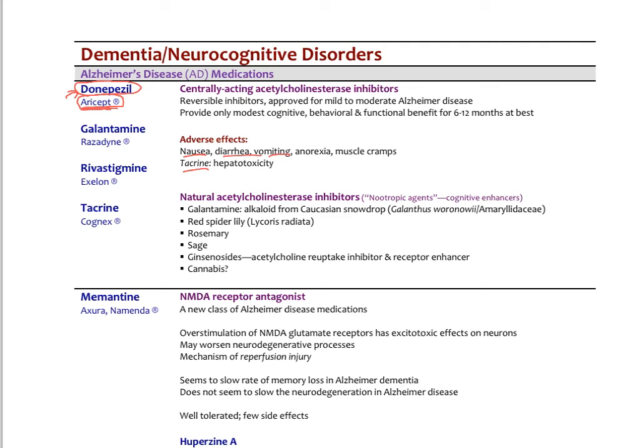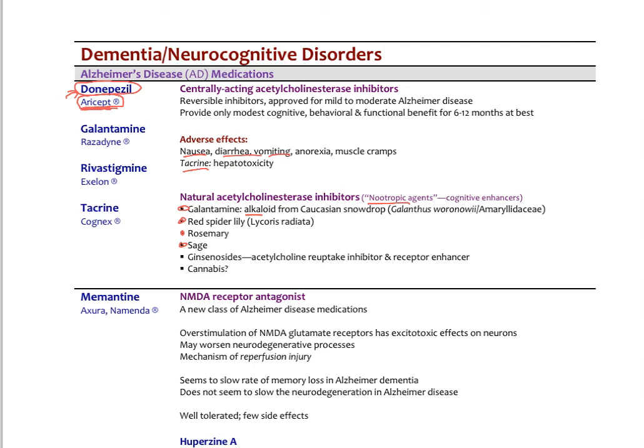And actually there are, and many of these are classified as nootropic agents, which are cognitive enhancers. So galantamine itself, interestingly, is a naturally occurring alkaloid from the Caucasian snowdrop. And there's also red spider lily, rosemary, and sage. All of these contain natural acetylcholinesterase inhibitors. In the case of rosemary and sage, if you inhale the oils, they actually pass into the brain and have effects there. So we actually have clinical studies showing people with dementia inhaling rosemary oil can have some improvement in their memory outcomes.